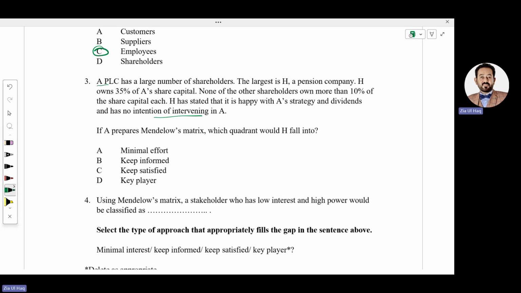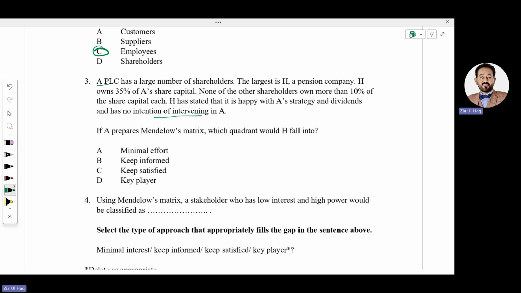Whether his interest is low or high? Low. If he is happy, he is not taking any interest in why things are going the way they are. So his interest is low because he is not focusing on what is going on. But being a major shareholder, his power is high. If A prepares a Mendelow matrix, which quadrant would H fall into? High power, low interest.